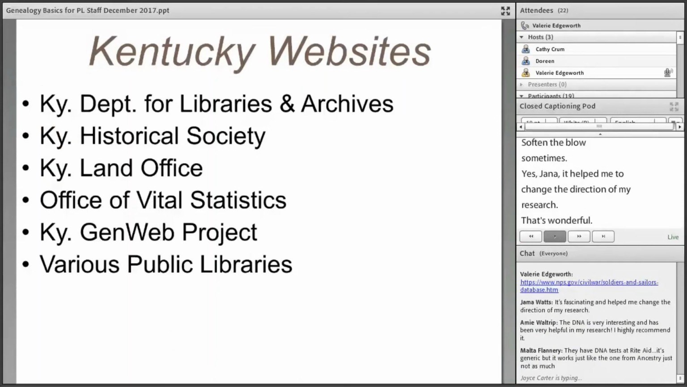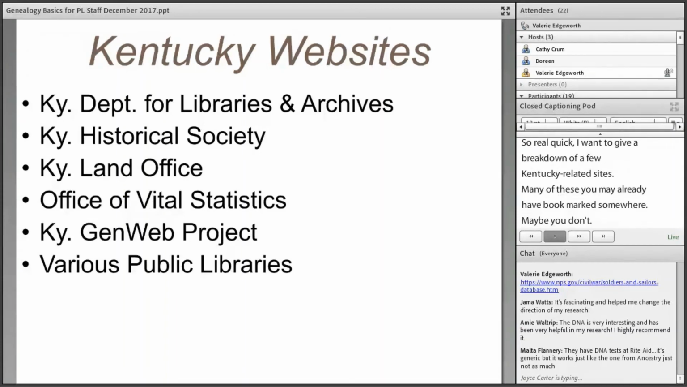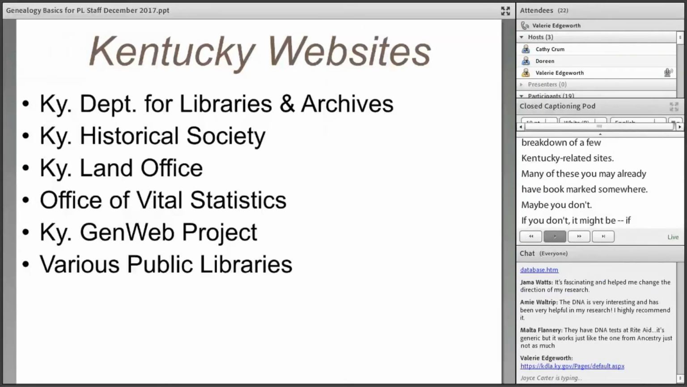So, real quick, I want to give a breakdown of a few Kentucky-related sites. Many of these you may already have bookmarked somewhere. Maybe you don't. If you don't, and you have public access computers in your Kentucky rooms, this would be a great place to already have these loaded.